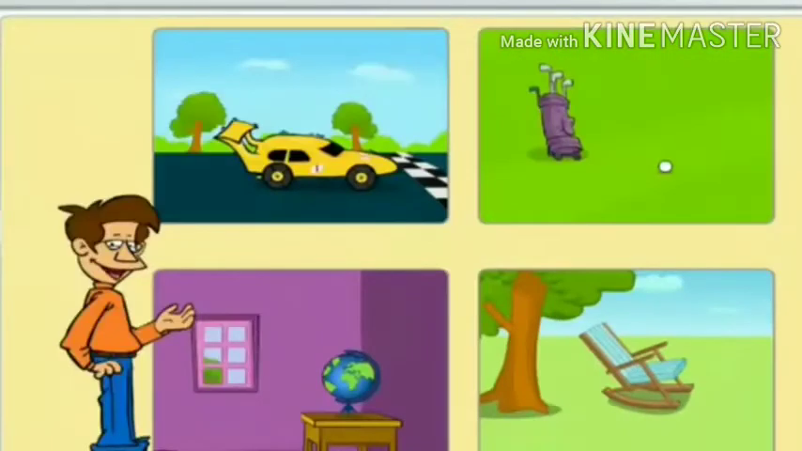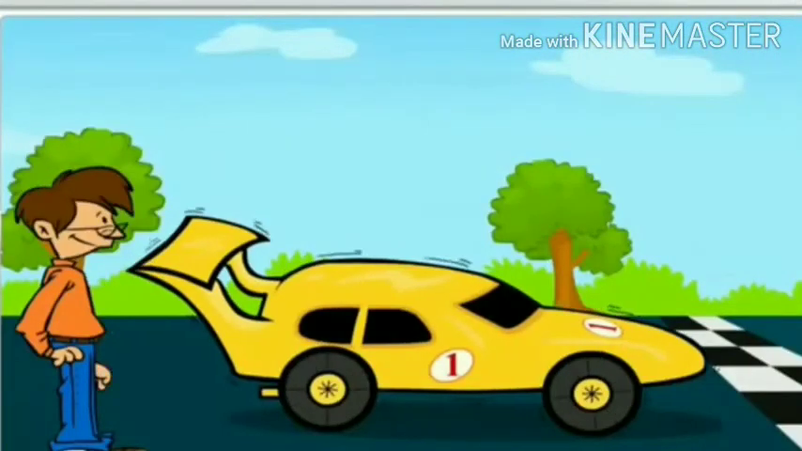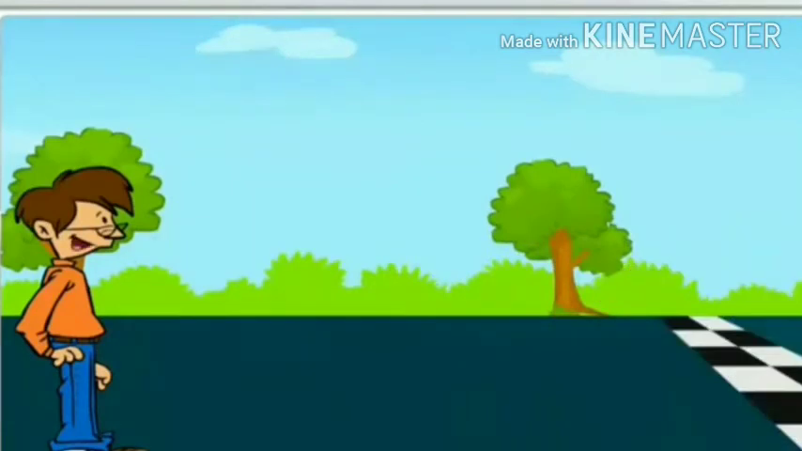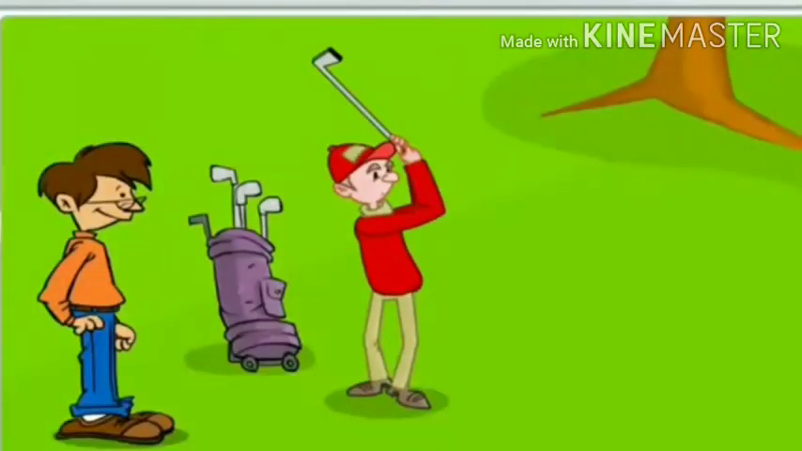Here we can see a tree, chair, ball, then earth, car. These all are objects which are at rest. But when a car is moving, then it crosses the zebra crossing, which means it moves from one place to another place. Thus, a tree is fixed, then a ball is fixed.